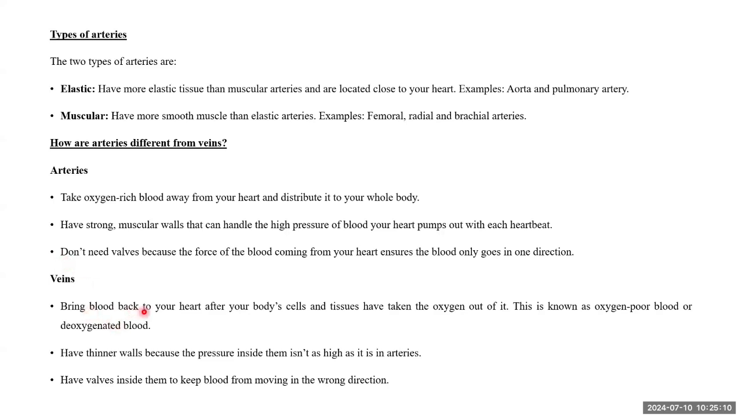Veins bring blood back to your heart after your body cells and tissues have taken the oxygen out of it. This is known as oxygen-poor blood or deoxygenated blood. They have thinner walls because the pressure inside them isn't as high as in arteries, as we already talked about. They have valves inside them to keep blood from moving in the wrong direction.